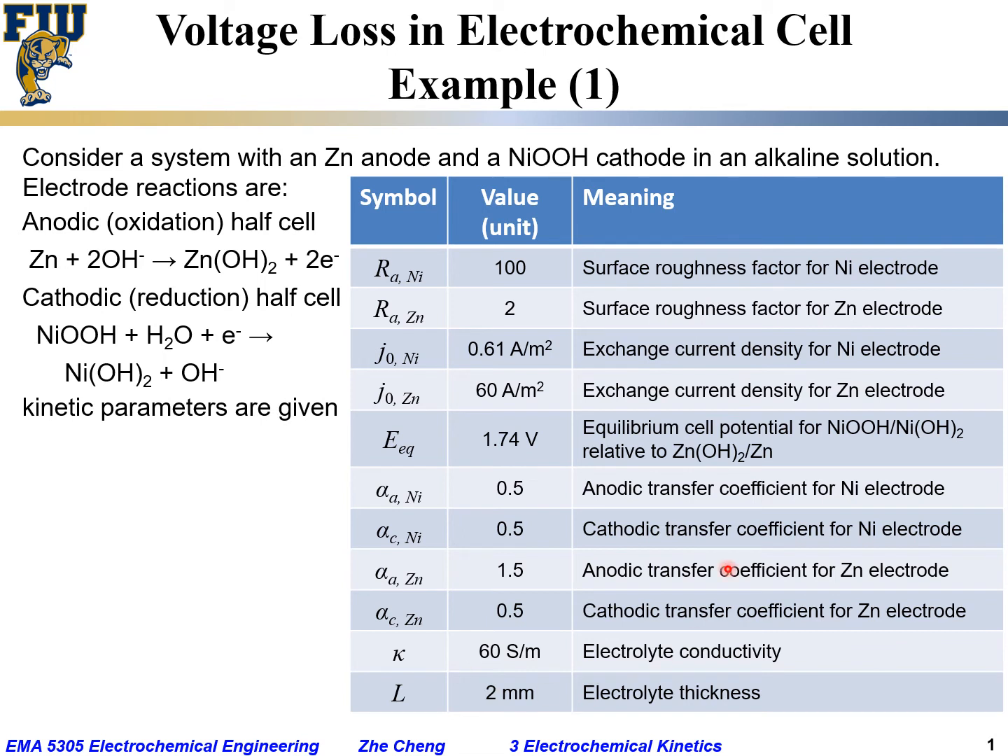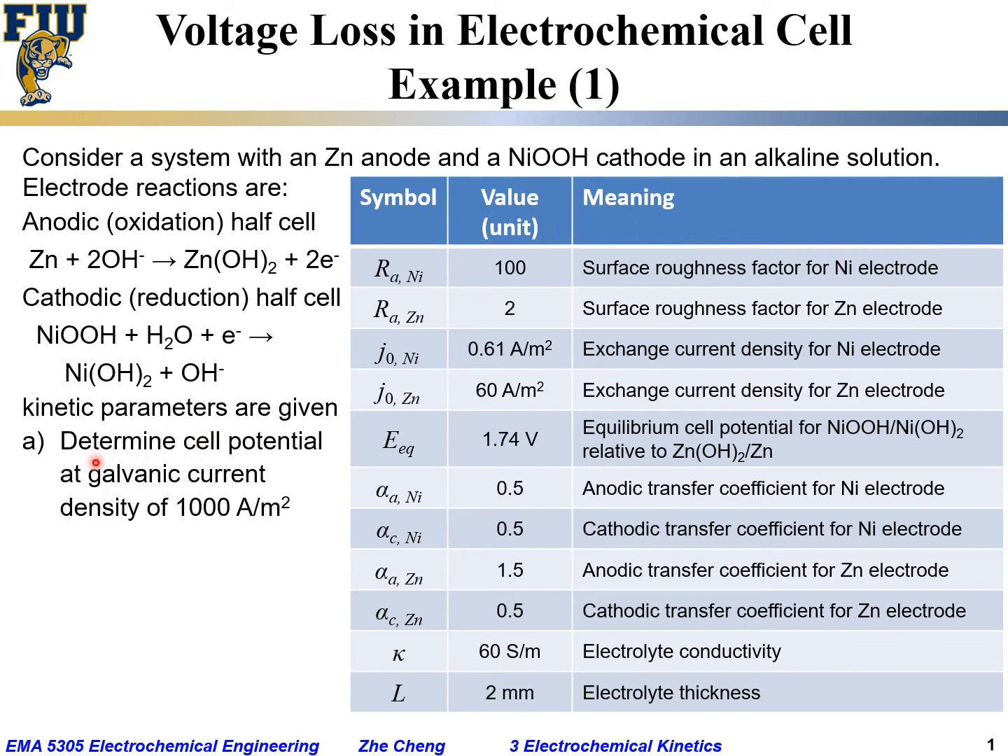So with all these kinetic parameters, we want you to determine first the cell potential, the external cell voltage, the cell potential at a galvanic current density of 1000 amp per meter square. So the effective current density going through the cell with the zinc side going through oxidation and the nickel side going through reduction would be 1000 amp per square meter of projected electrode area. That's the first part. Knowing the current density, we want to determine the overall cell potential.